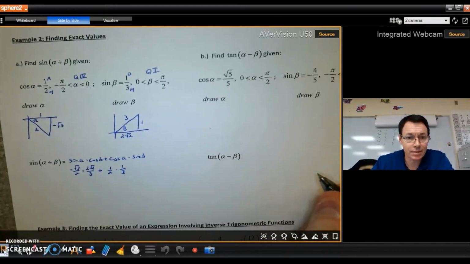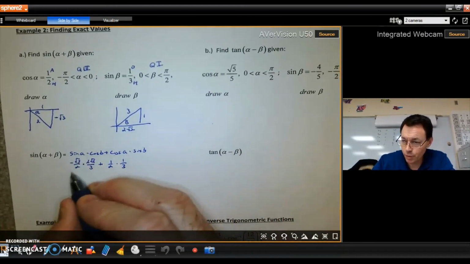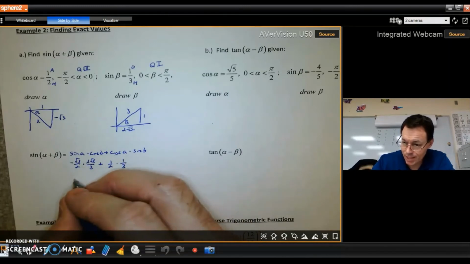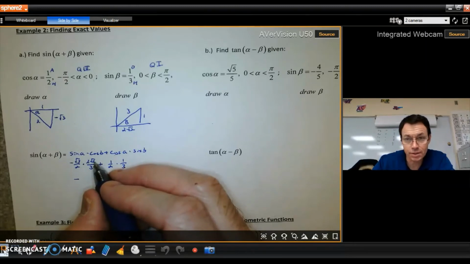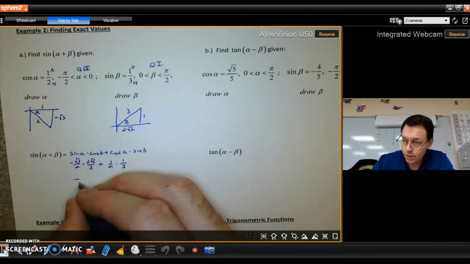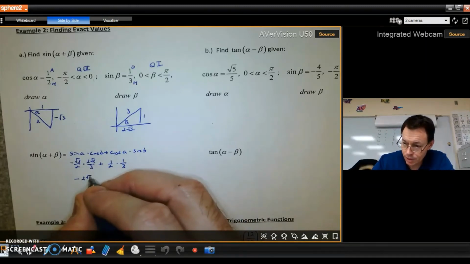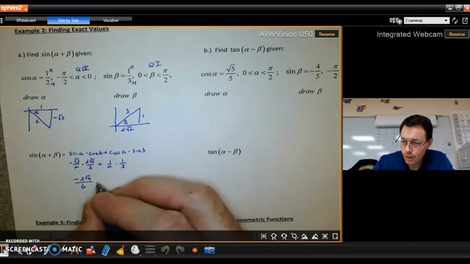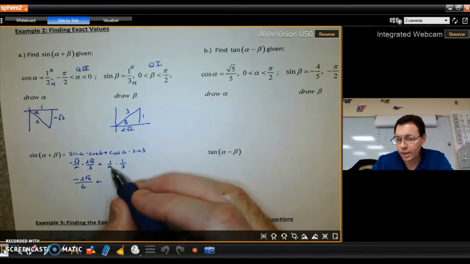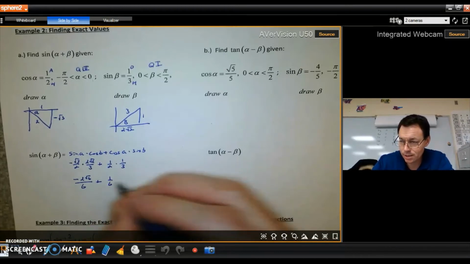So exactly the same thing we did before. We're gonna multiply these together. So that's going to give us negative radical 3 times radical 2, which is going to be a radical 6. You can multiply radicals. So it's going to be 2 radical 6 over, and then 2 times 3 is 6, plus, well, 1/2 times 1/3 is 1/6.